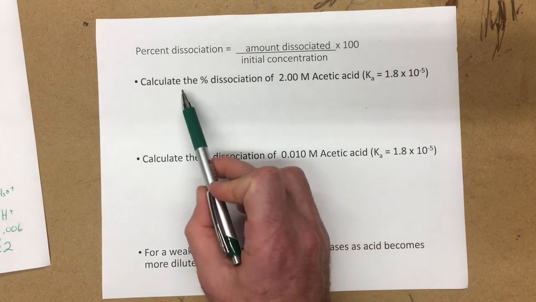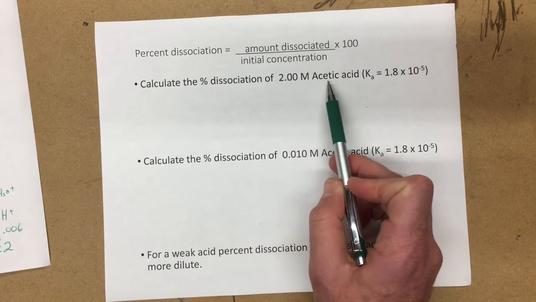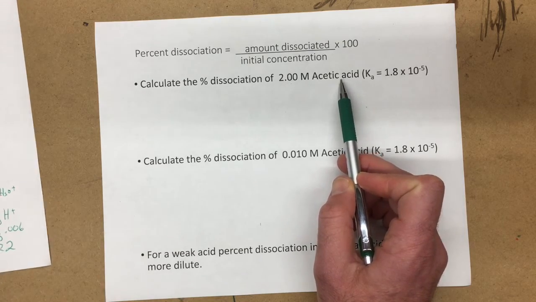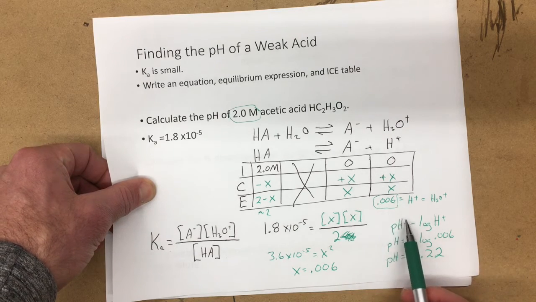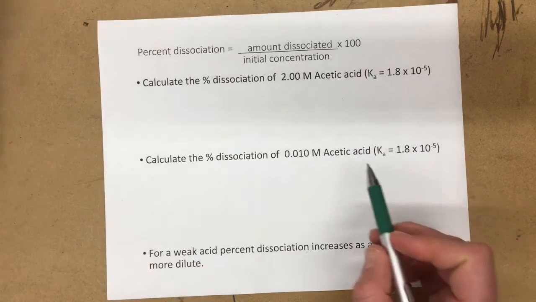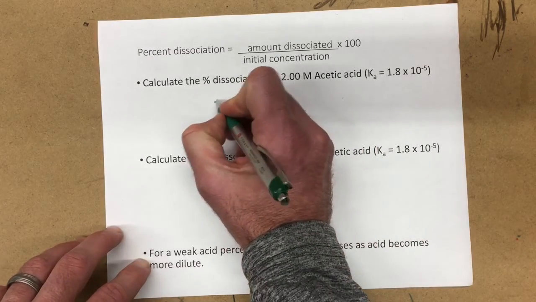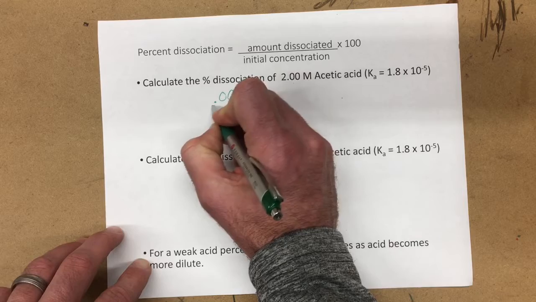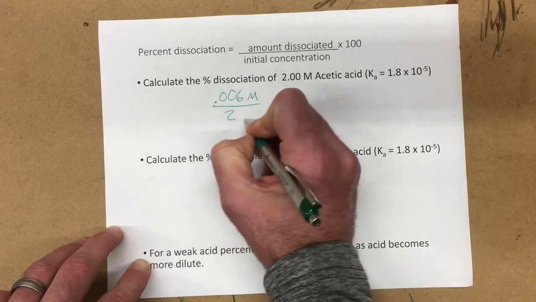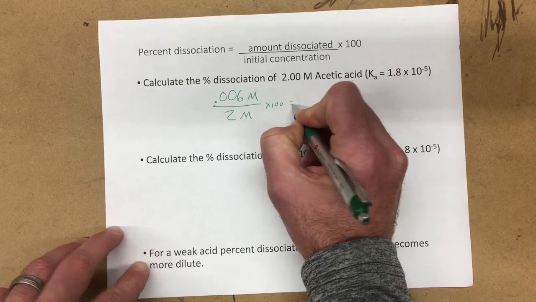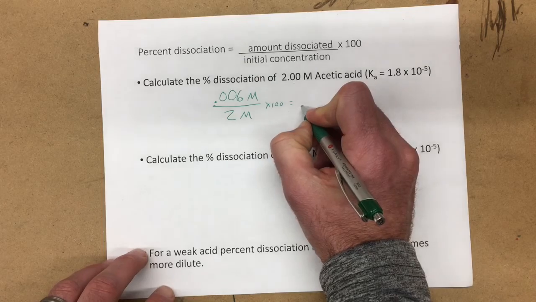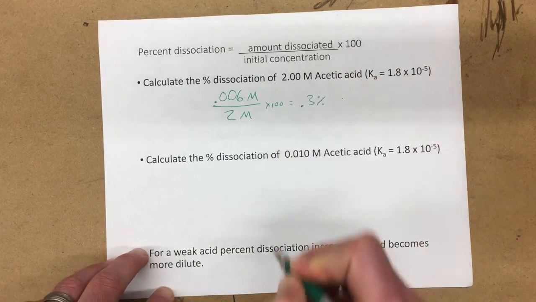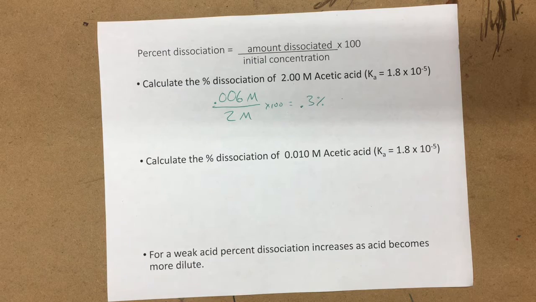So let's do a couple calculations here. Calculate the percent dissociation of 2 molar acetic acid. Well, we just found out that in 2 molar acetic acid, only 0.006 molar is the final concentration of the hydrogen ion. So the amount that dissociates, 0.006 molar, over the original concentration, 2 molar, and then times 100. And so we find that we get about 0.3% dissociation. So a very small percentage of the reactant actually turns to products.